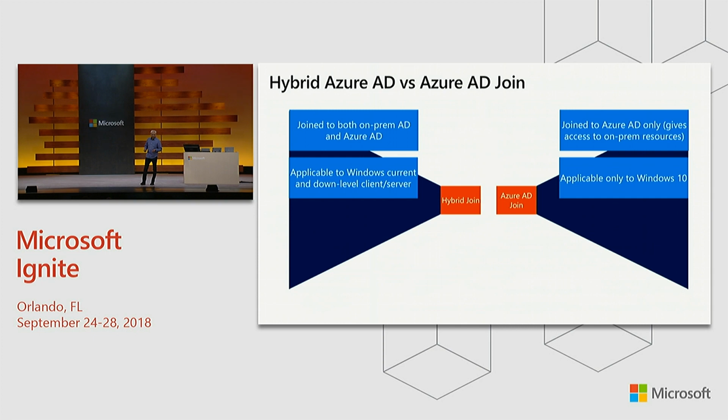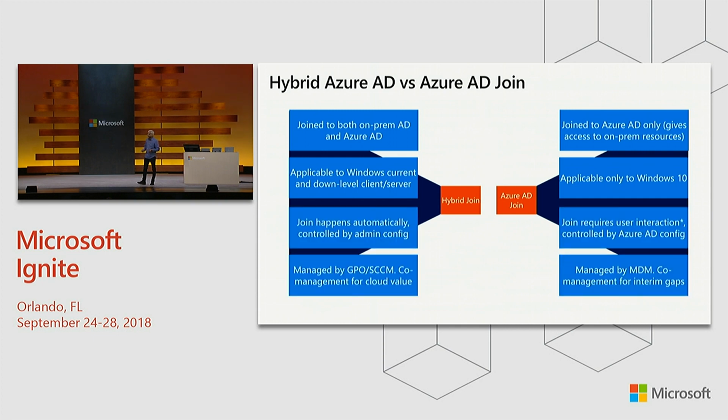I think this is just a recap. The key thing to call out here is really about the management part. Because with hybrid Azure AD join, typically your management platform is something like System Center Configuration Manager or a third party, but it's something which is targeted towards classic desktop management. And if you're talking about Azure AD join, we talk about modern management using MDM providers like Intune and other third parties.